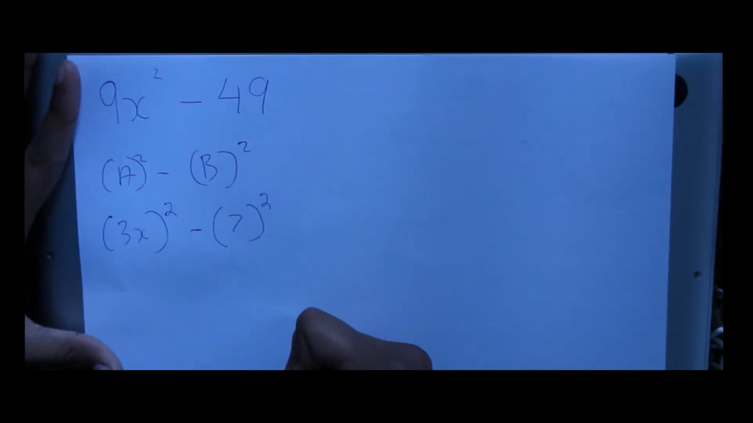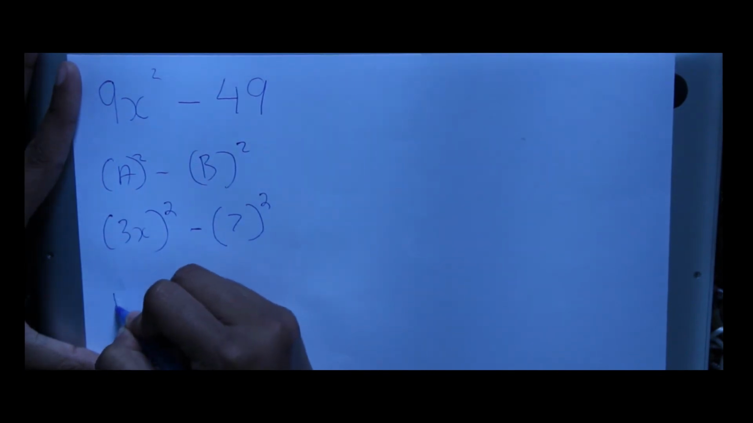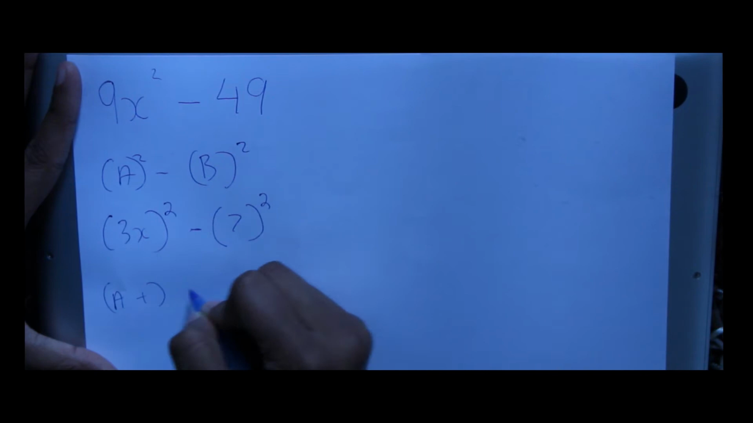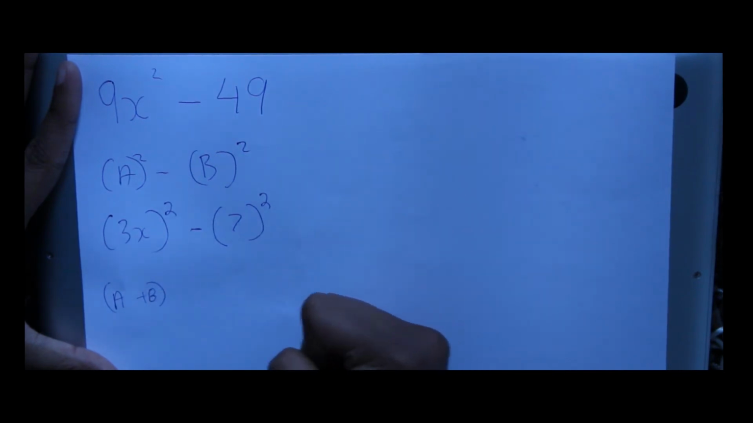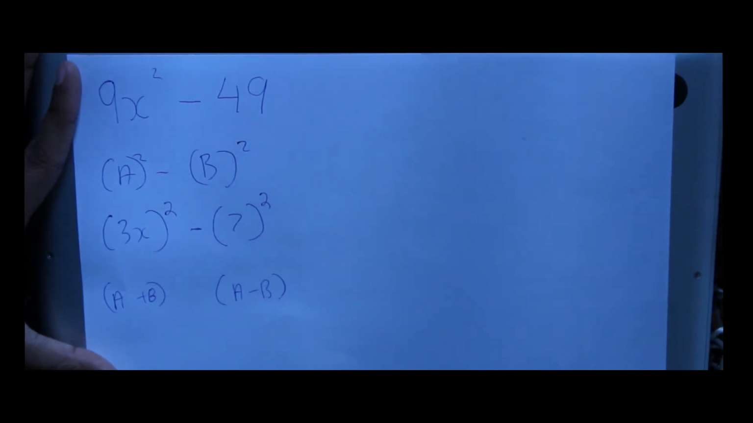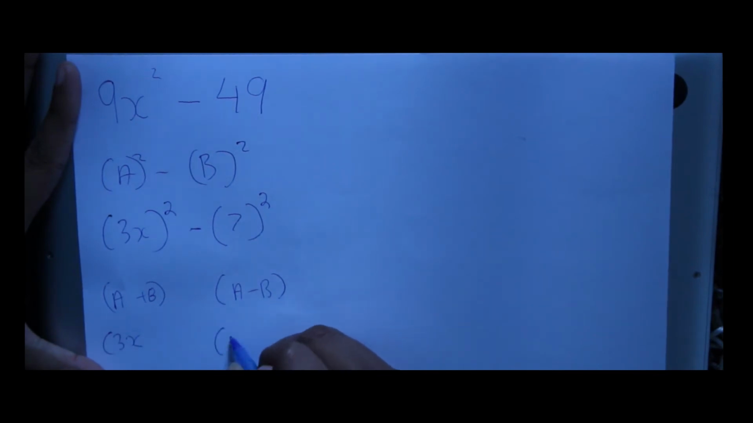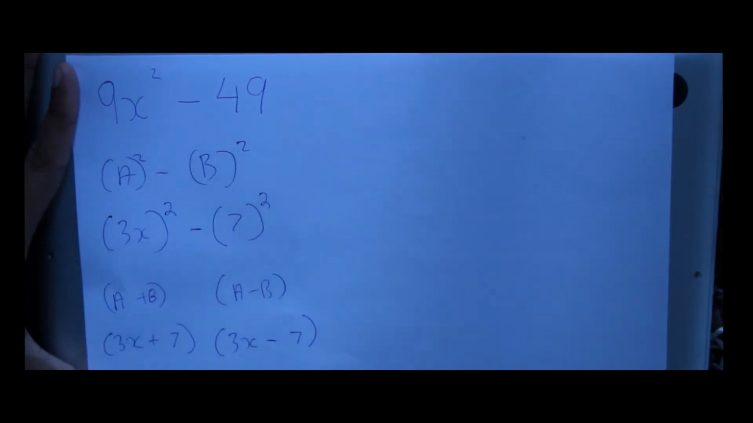Now that we have identified what a and b are, we just input a and b into the equation: bracket a plus b, another bracket a minus b. So a is 3x, so we input 3x into every slot that has a in it, and b is 7, so we input 7 wherever there is b, and we do plus and minus. And there you have it. That's how you solve a difference of squares equation.